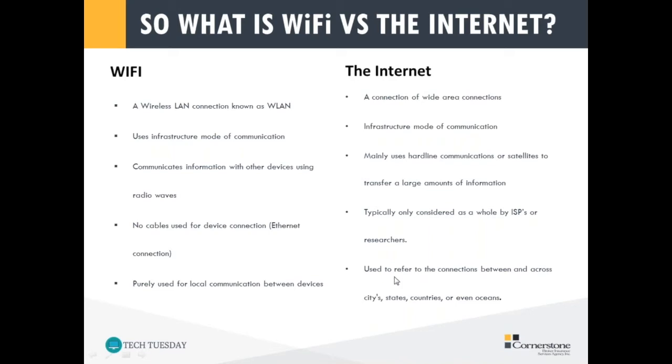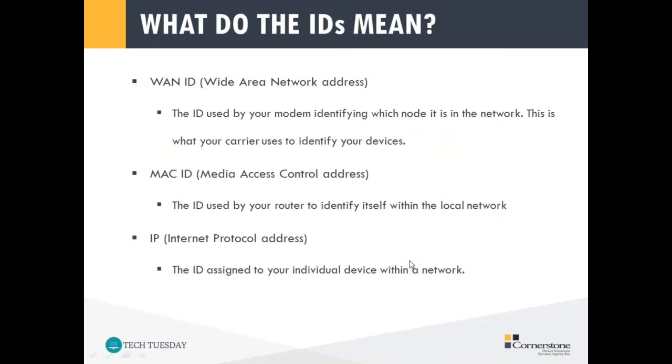But the internet is used to collectively refer to all of these connections. This could be connections between cities, states, countries, or even fiber optic cable that's going under the ocean right now, connecting different nations across oceans. So all that said, that's sort of what the internet is as a whole, but that's not really where we interact with it on a day-to-day basis.